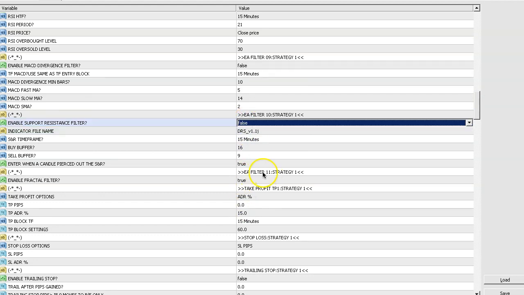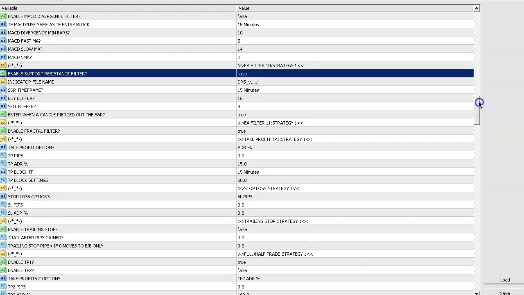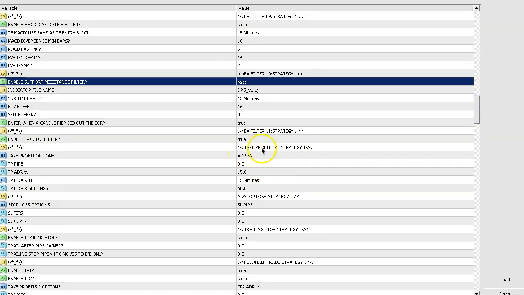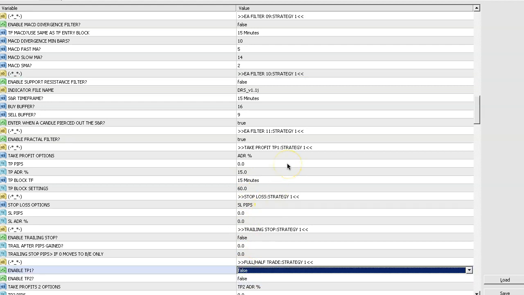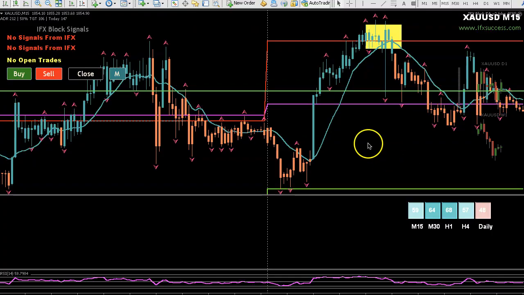We're going to make that false. Then for filter number 11, the enable fractal filter, you're going to make it true, and that's it. If you don't want any take profit, if you want to leave the trade on its own, I have it as 15% ADR. You can increase it, or you could, if you're looking at the market. I have this set to false because I want to decide where I want to get out. That is pretty much up to you what you want to do.